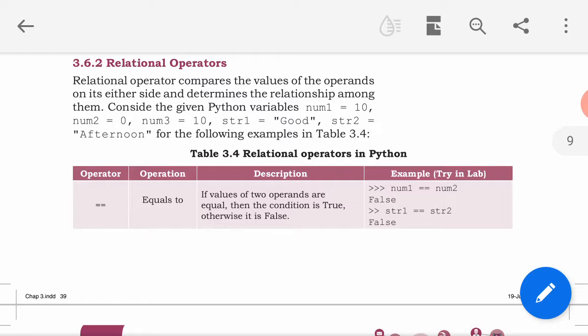So consider some of the Python variables. num1 is 10, num2 is 0, num3 is 10. String 1 is defined as "good", string 2 is defined as "afternoon". So for the following examples, consider these variables. Now let us discuss these one by one.